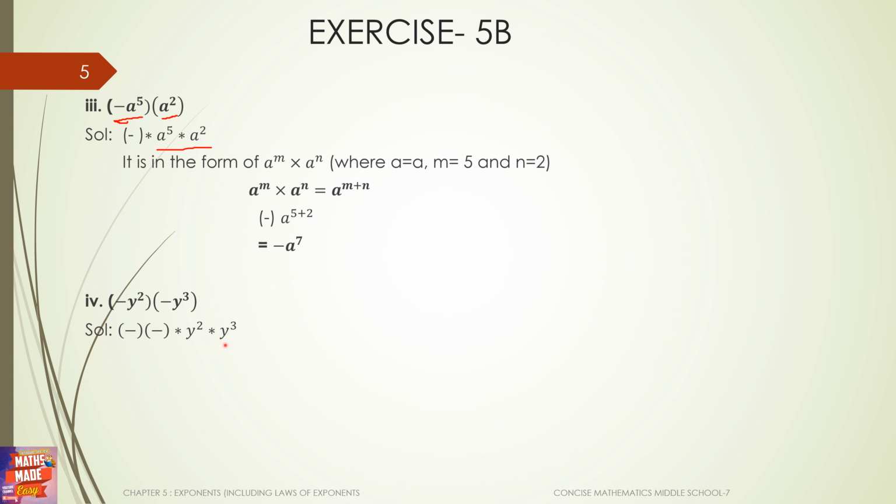Even here you can find it is in the form of a to the power of m into a to the power of n, where a is equal to y, m is equal to 2, and n is equal to 3. Now a to the power of m into a to the power of n is equal to a to the power of m plus n. What is a? A is y. Y to the power of 2 plus 3. 2 plus 3 is 5. So y to the power of 5. Here minus into minus becomes plus, children. That's why I didn't write the minus and minus over here. I've directly multiplied these two. It becomes plus, so just leave it off.